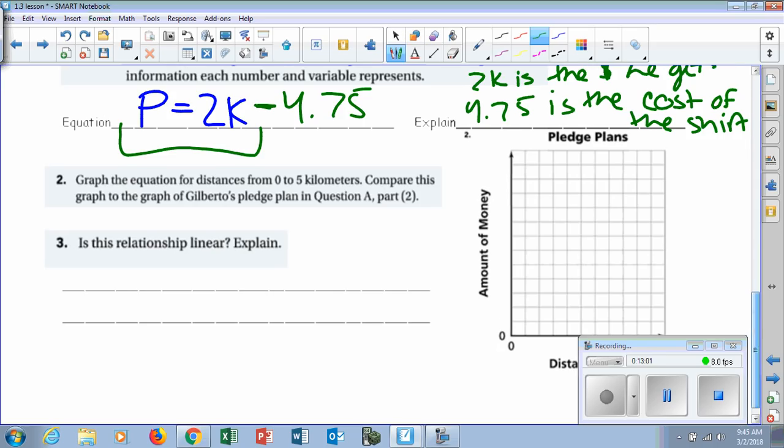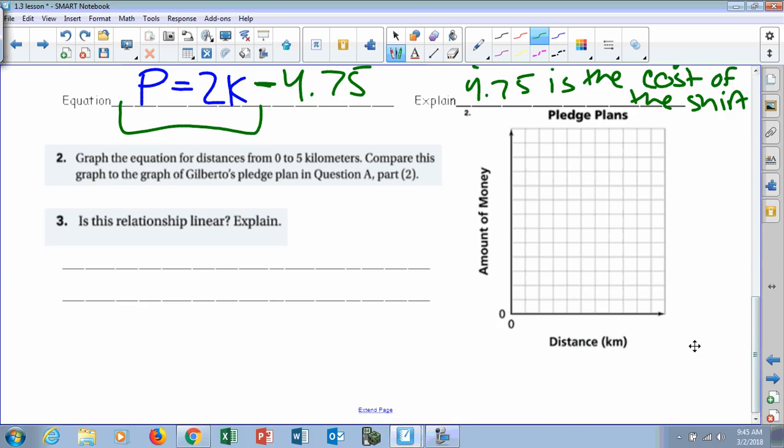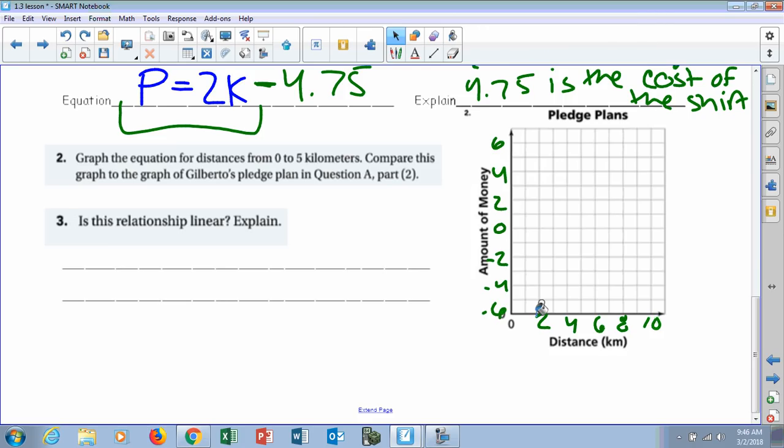I'm going to make my table here. My distance is on the bottom. I'm going to go by 2. So 2, 4, 6, 8, 10. And then let's start here. We'll make that a -6, -4, -2. Then we have 0, 2, 4, and 6. So there's our numbers for the amount of money.